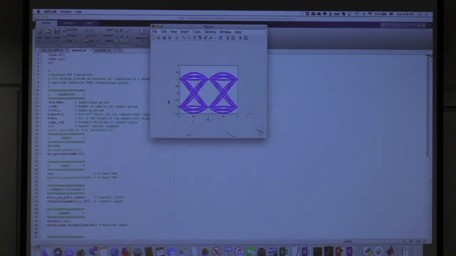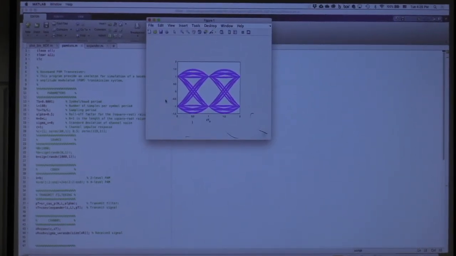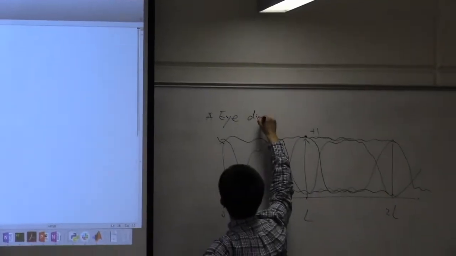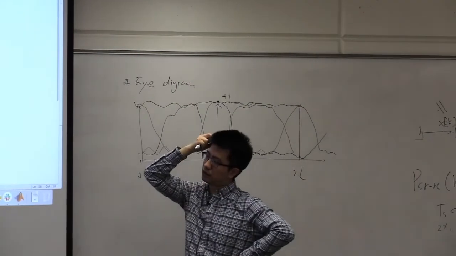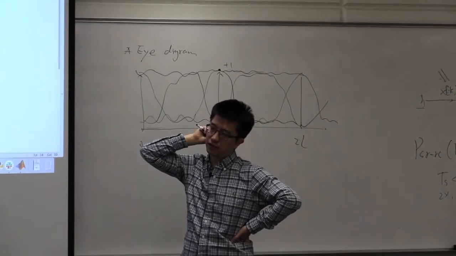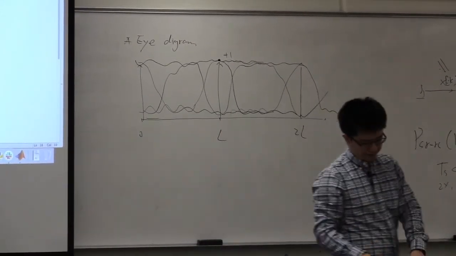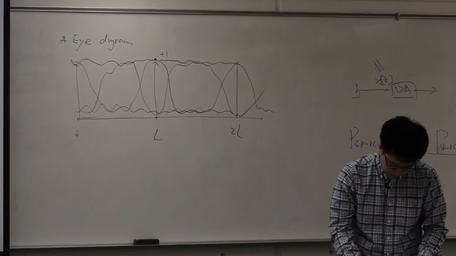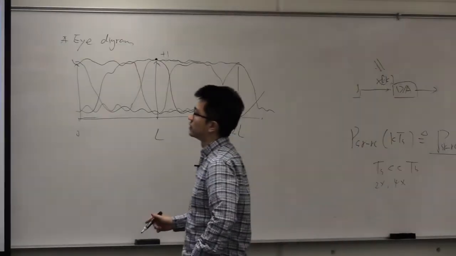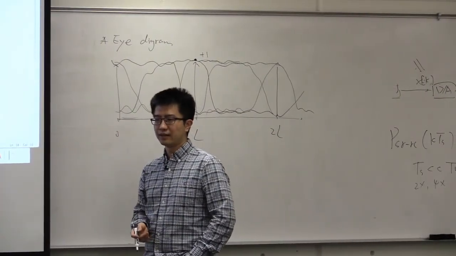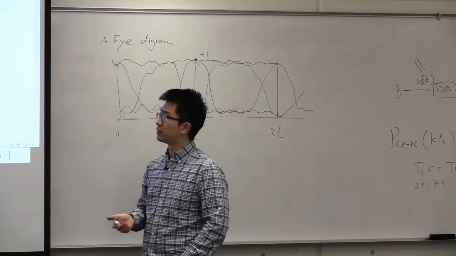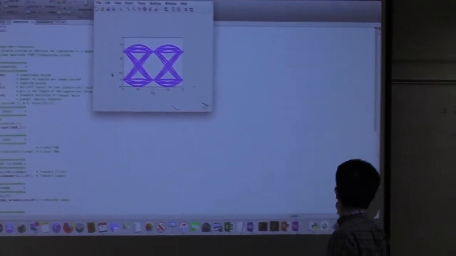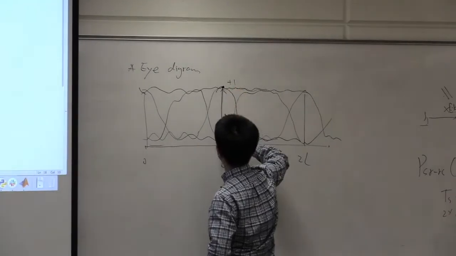Let's take a look at this one. It's called the eye diagram, or there's another name for that. Let me see. The eye pattern. Does that look like an eye? The important thing is the middle part here. This has to be as open as possible. So it's like this part. We want that to be as large as possible.